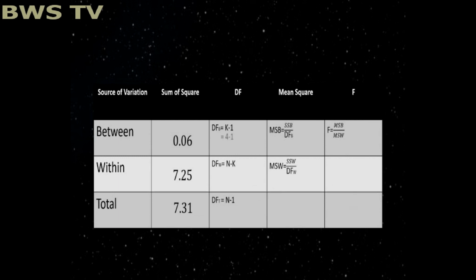Now let's go to DF and start with DFB. We have 4 minus 1, we get the answer of 3. And then DFW, we have 28 minus 4, and then you get 24. And then DFT, we have 28 minus 1, and then you get the answer of 27. Now let's have the MSB. Substitute the right numbers, and then you get the answer of 0.02.